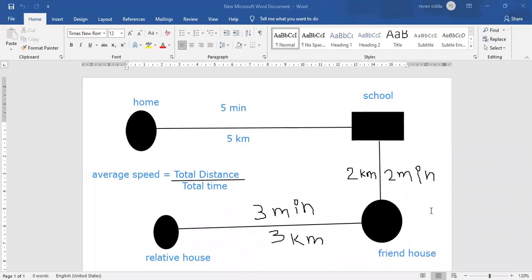Difference between speed and average speed. Priya is asking a question. Speed is distance per time. Speed is normal distance per time, from one interval to another interval, whereas average speed is total distance per total time.